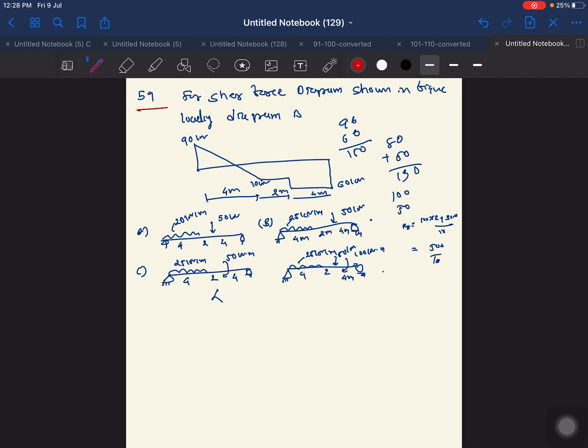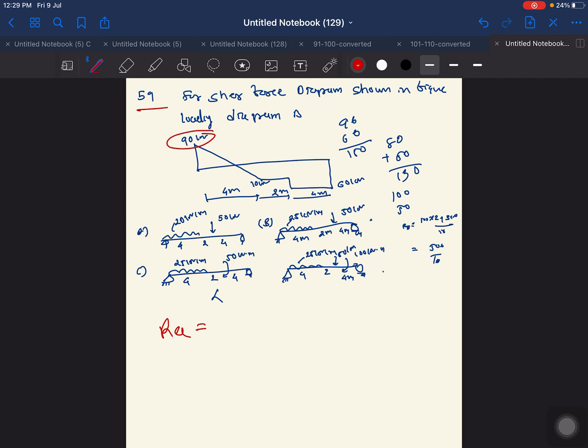Let's solve another example. Over here, a shear force diagram is given to you, and you have to find out the loading diagram. So how to determine the loading diagram for this kind of case? For that, first of all, think about the reactions. First of all, we have to write the reactions.